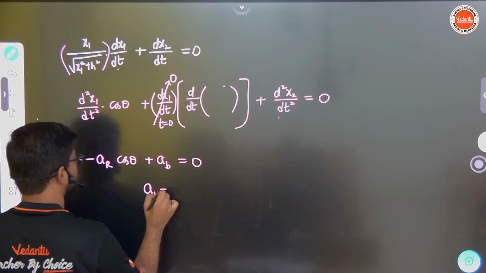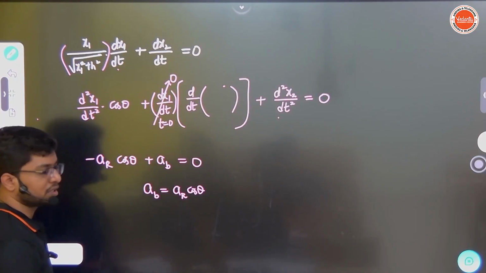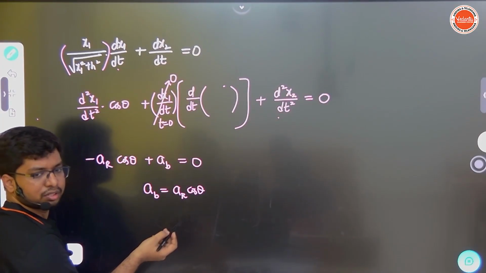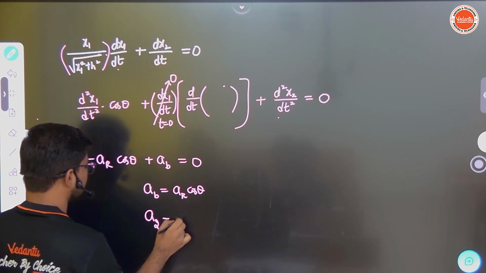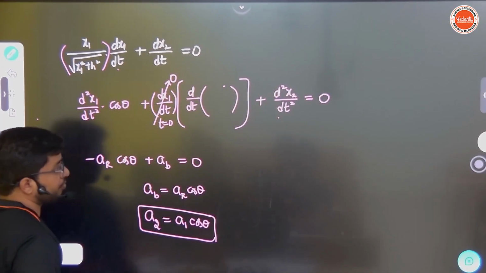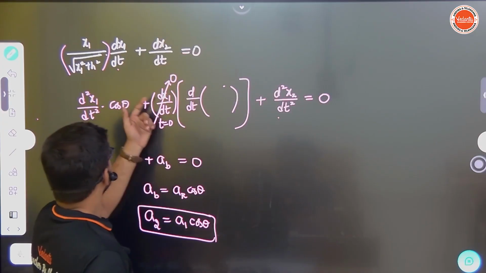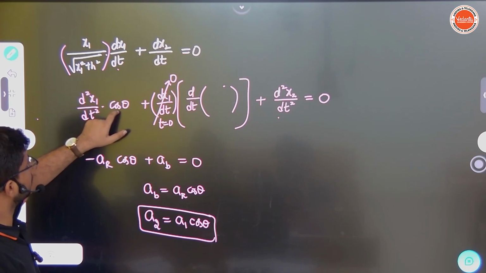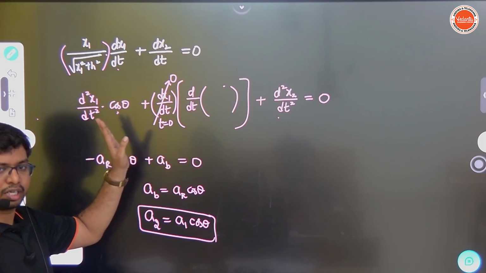So you'll get acceleration of the block is equal to acceleration of the ring times cos theta. I think I've taken these as a1 and a2, right? We took them as a1 and a2. So this is a2 is equal to a1 cos theta. Clear? Now look at this part here. You see this cos theta over here is not fixed, because theta is varying, that will change, right?